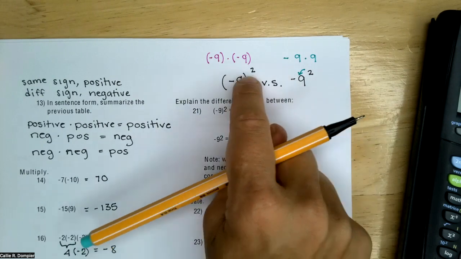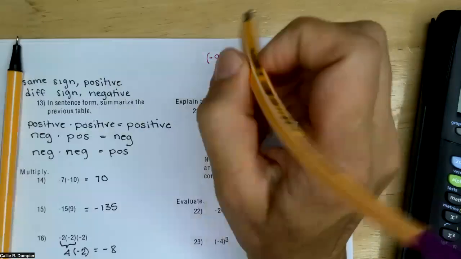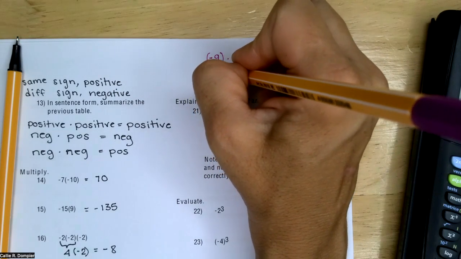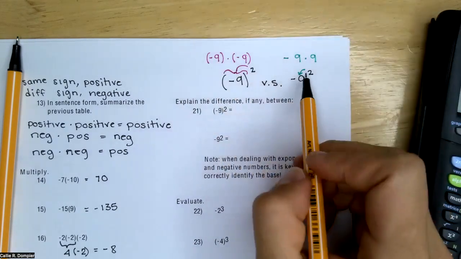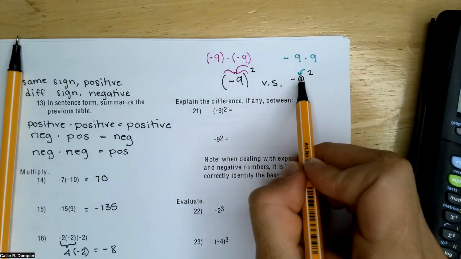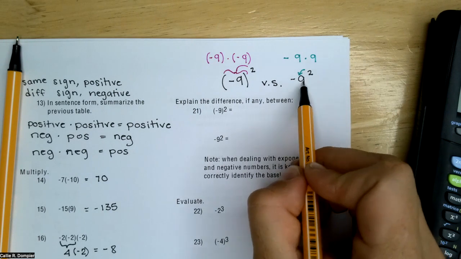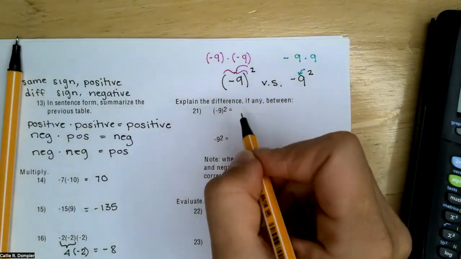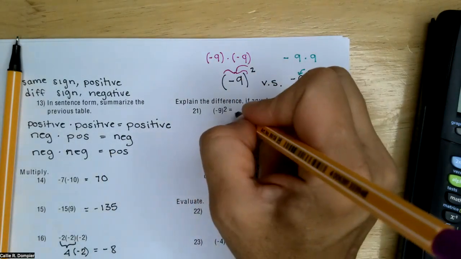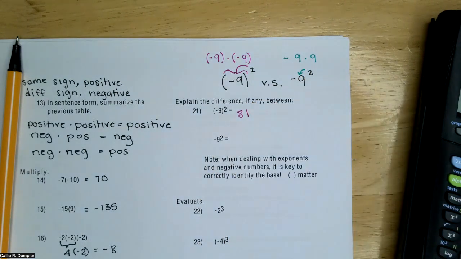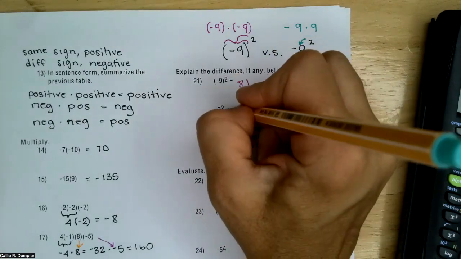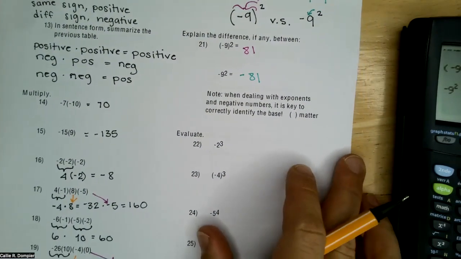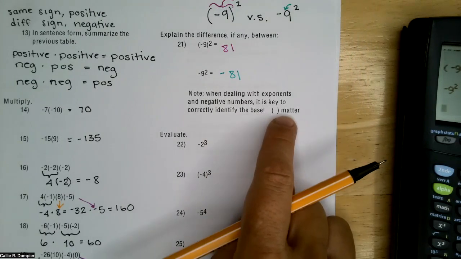It's not going to take into account the sign unless the 2 has to take into account everything within the parentheses, which happens to be the negative. So here it could ignore the negative because it's not right next to the 2, right? It's only going to count the number. Here it has to account for everything in the parentheses. So -9 times -9 becomes +81, but -9 times 9 is a -81. Got it? Okay. Correctly identify the base, parentheses matter.